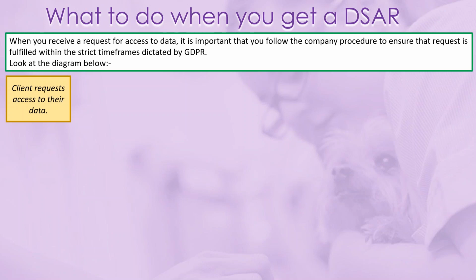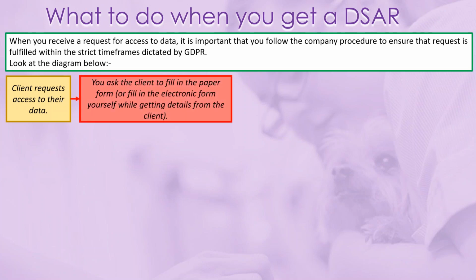In the first instance, a client will request access to their data. We use client as the example in this scenario, however it could be a staff member requesting to access their data too, so please just bear that in mind as we go through the process. Once that request to access data has been made, you must fill in a paper form of the DSAR form, or if you prefer and it is appropriate, you can fill it in electronically.